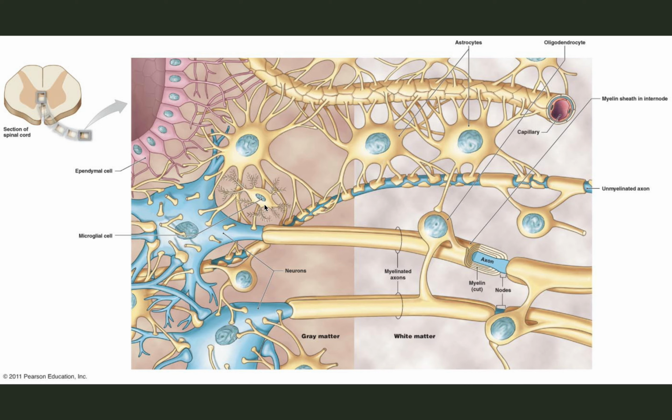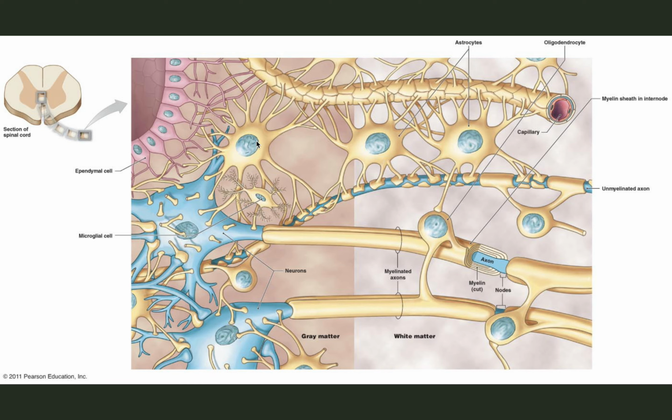Then we have these here. This is a microglia. Microglia are kind of the immune system of the central nervous system. Our body's normal immune system doesn't reach the central nervous system because of what we talk about next, which is called the blood-brain barrier.